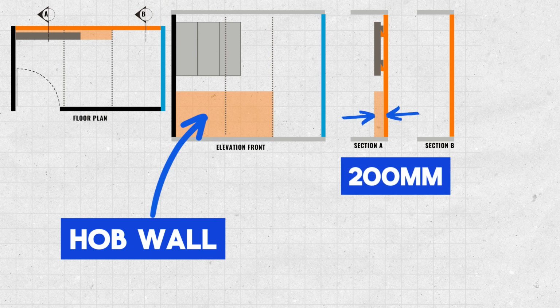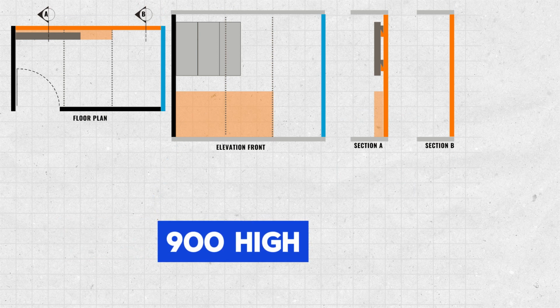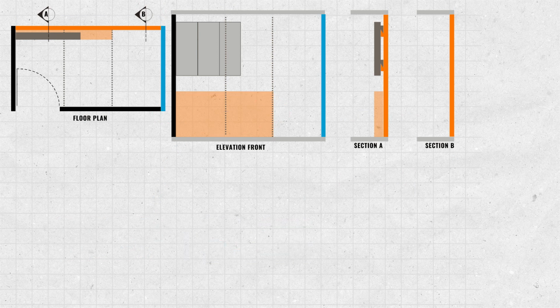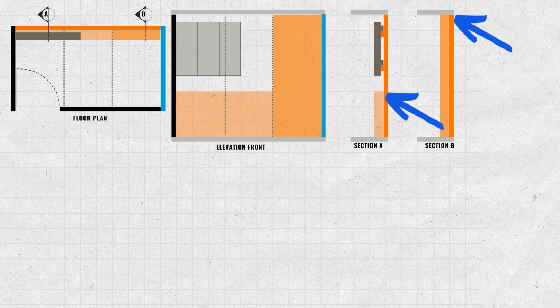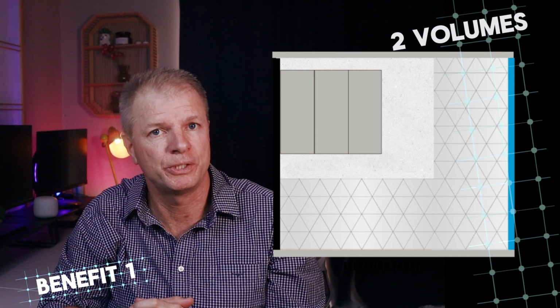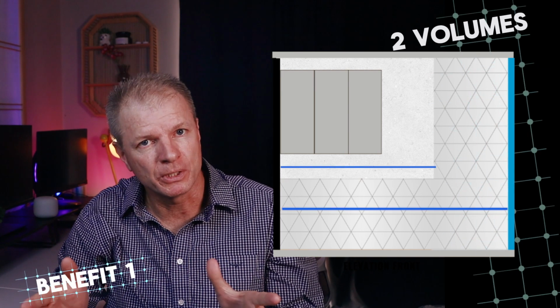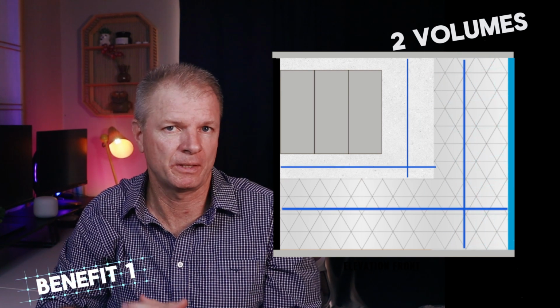Split battens are a common fixing method that are simple to install and very strong. Next, I'll introduce a hob wall that is also 200 thick, but just 900 high along 2/3 of the length of the bathroom, then at full height for the remaining third. So the wall is short in section A and full height in section B. So there are 3 benefits with introducing this wall. First, it creates 2 distinct volumes that sweep horizontally and vertically along the full extent of the bathroom.